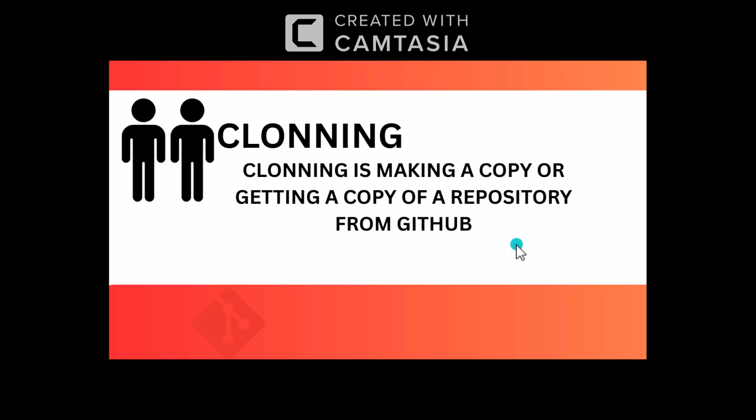So of course you still need to link it to GitHub, and I will show you how to do that in this video. But as we move on to cloning, cloning is making a copy or getting a copy of a repository from GitHub. Now when it comes to initialization, when you create a repository, it is stored locally on your computer. But you can't clone that repository if you haven't pushed it to GitHub. Now you can only clone repositories if they are on GitHub.